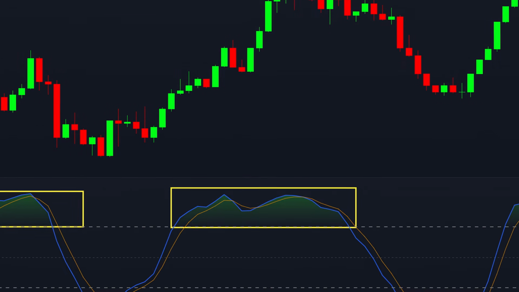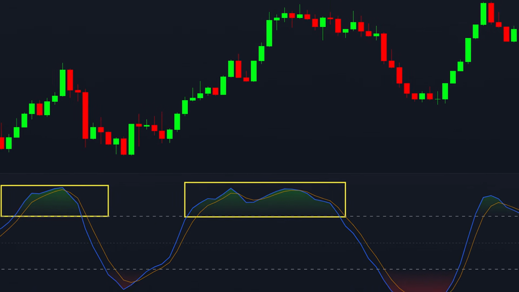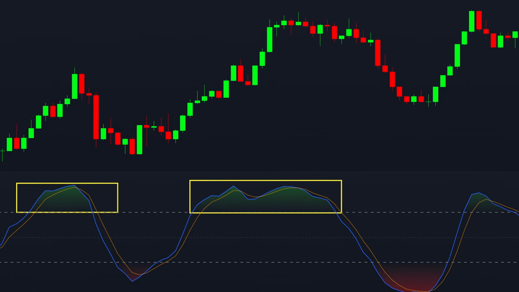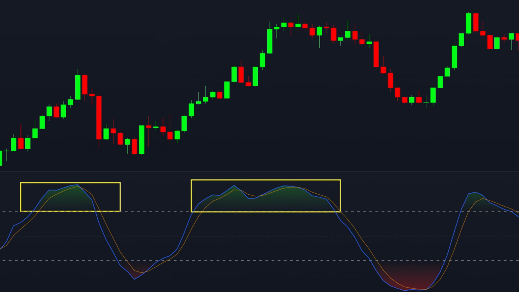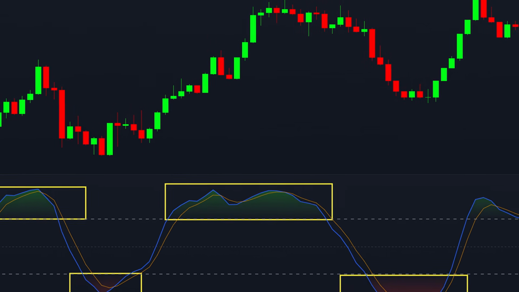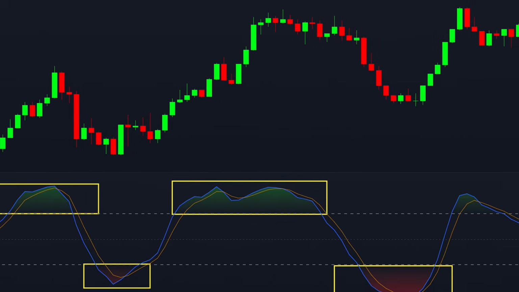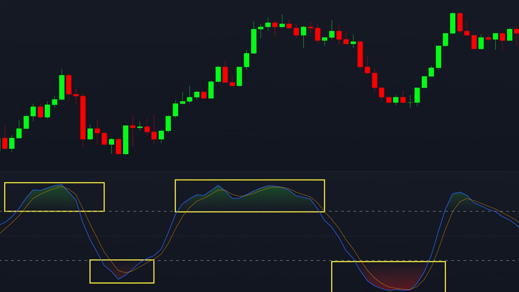Why do we get a green color fill for a buy when the indicator enters the overbought zone, even though this zone should indicate a downwards reversal in price? We see the same for the oversold zone. When it reaches the oversold zone, it turns red, signaling a sell. This seems counterintuitive based on what we know about most oscillators, but the answer is in the name of the indicator.